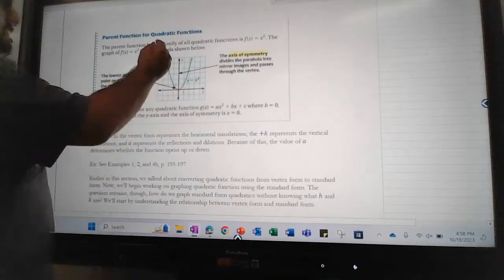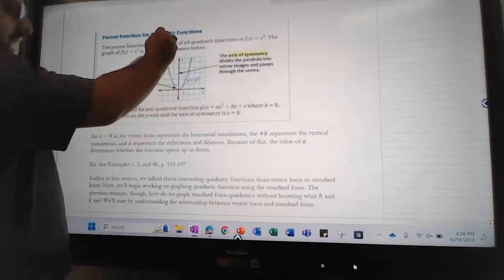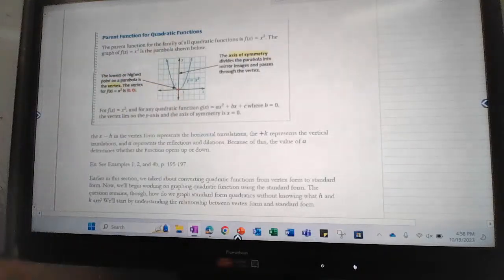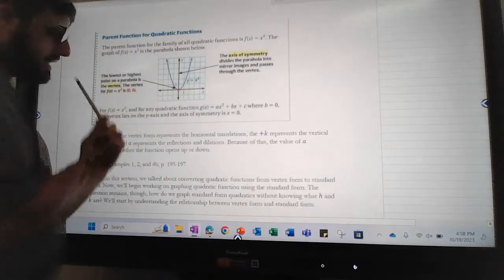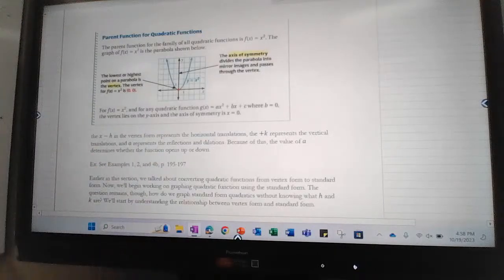Now we can also graph quadratic functions using function transformations. And again, here's the parent function x squared. Here's the axis of symmetry. Here's the vertex. Okay, and then the minus h represents the horizontal translations. The plus k represents the vertical translations, and a represents x-axis reflections and dilations. And like I said, the value of a determines whether the function opens up or down.